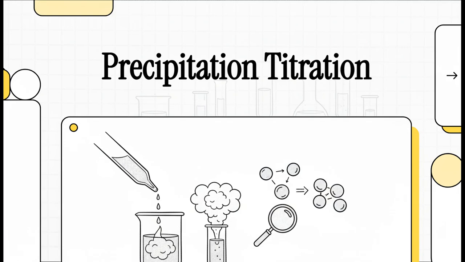Hey there, and welcome. Sometimes in chemistry, the biggest answers don't come from some super fancy machine, but from something as simple as a little cloud forming in a test tube. Today, we're going to look at how chemists literally make the invisible visible using a really powerful technique.